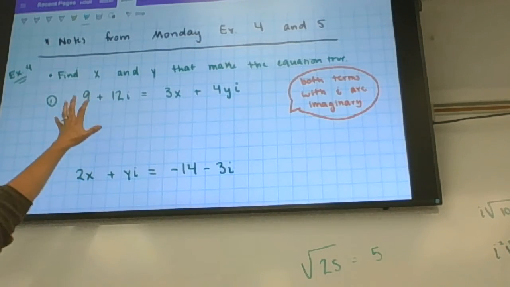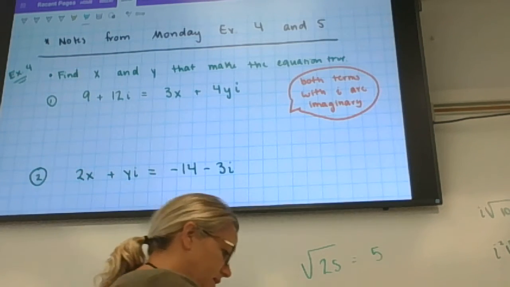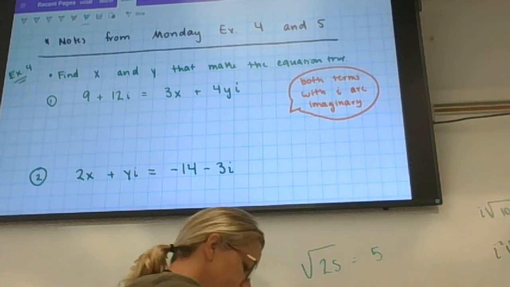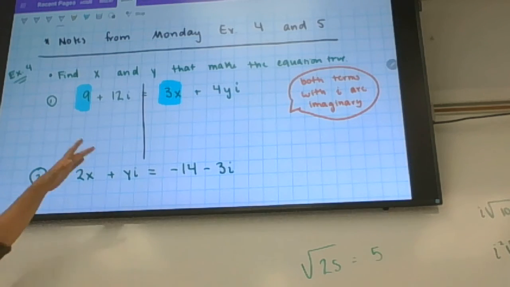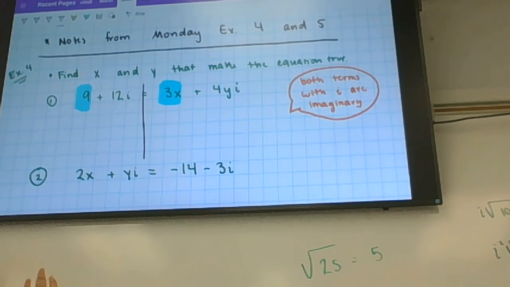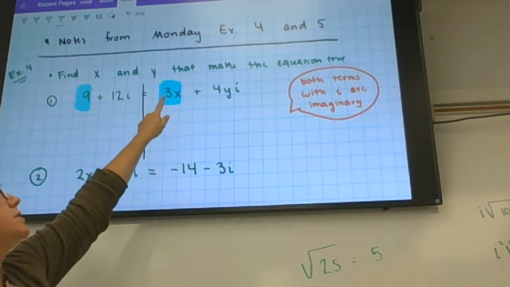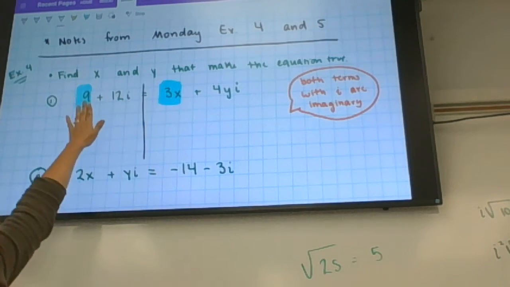So let me ask you, if this left side is the same as the right side, the 9 is in the same position. Kind of look at them as positions. The 9 is in the same position as 3x. Could you tell me what x is to actually make both those things the same? Gabby? 3. Because 3 times 3 would give you this 9.